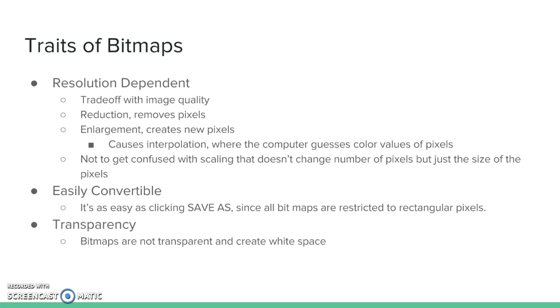The problem is, the reason why pictures look worse is because the computer would have to do something called interpolation, where the computer has to guess the color values of pixels. So it's creating more pixels to compromise. But computers aren't perfect, it doesn't look nice.